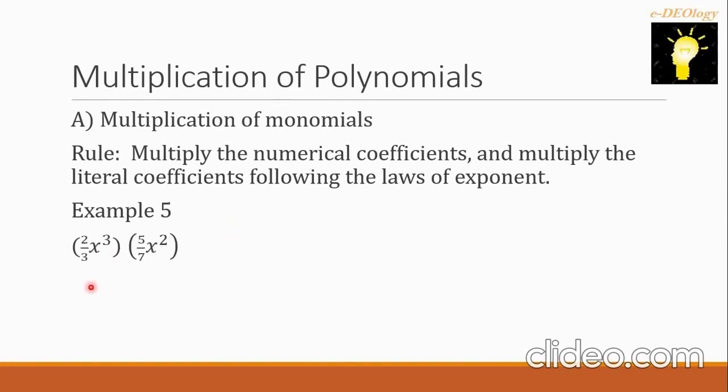Example 5, the terms are 2/3 x cubed and 5/7 x squared. So we multiply the numbers. In this case, we have fractions. So the numerator multiplied to numerator, denominator multiplied to denominator. So we have the 2 times 5 becomes 10, 3 times 7 is 21. For the x cubed times x squared, we will get the x raised to 5. So the final answer, 10/21 x raised to 5.